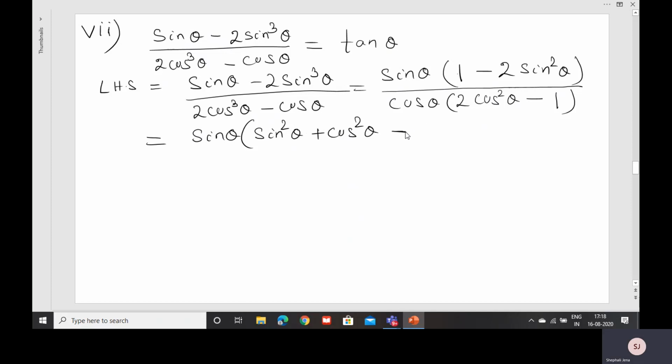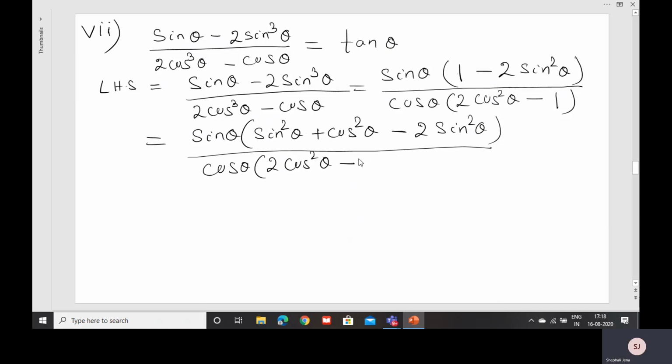Then 2 sin square theta as it is, whole divided by cos theta. Same for 1, you should write here also. So 2 cos square theta minus, inside the square bracket, sin square theta plus cos square theta. In place of 1, we have written the identity on sin and cos.